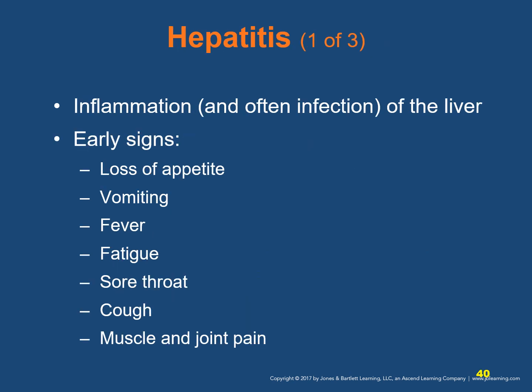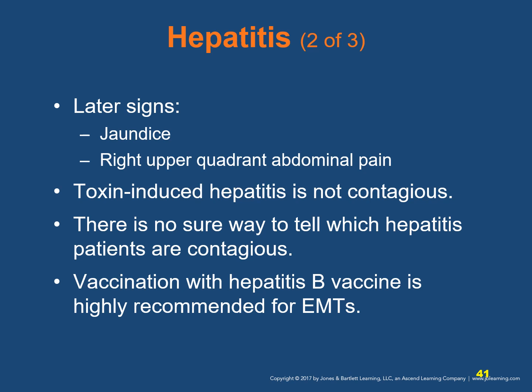Hepatitis. Inflammation and often infection of the liver can be caused by a number of different viruses and toxins. Early signs include loss of appetite, vomiting, fever, fatigue, sore throat, cough, and muscle and joint pain. Signs that appear several weeks later include jaundice and right upper quadrant abdominal pain. Toxin-induced hepatitis is not contagious.